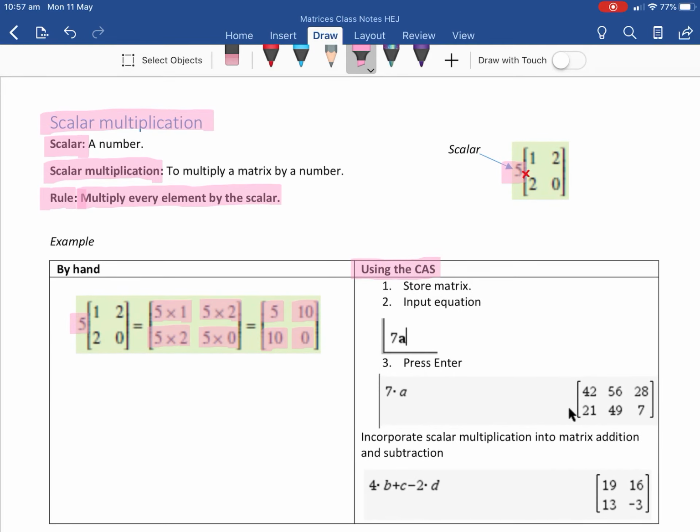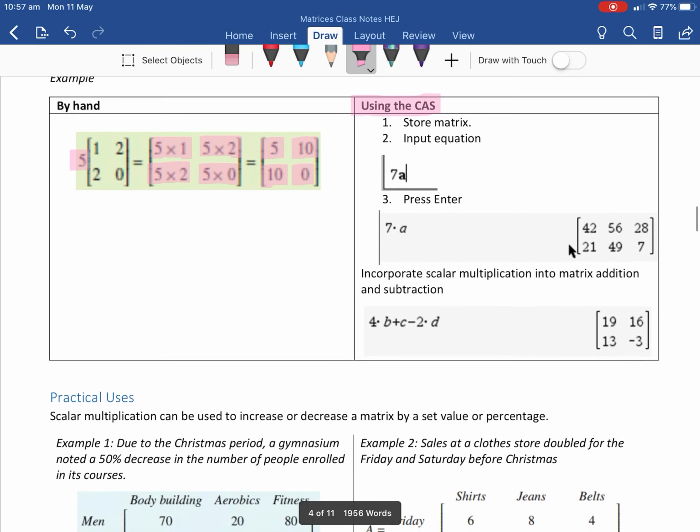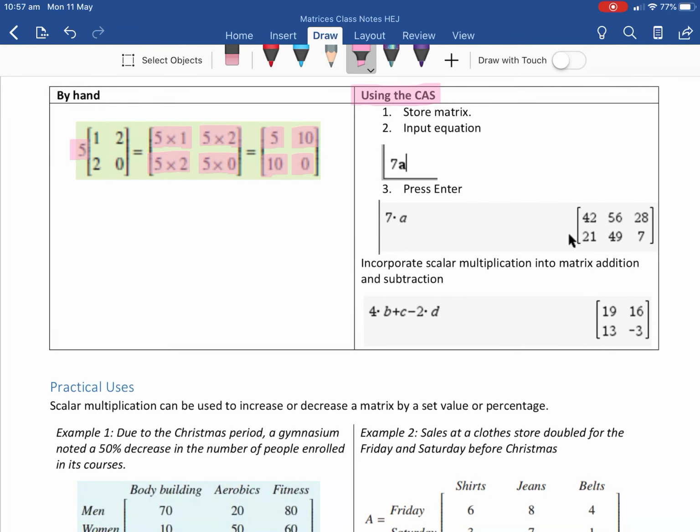Using the CAS, there's some information here, but I also recommend Miss Savage's video that she's made for this, so you can have a look through that.